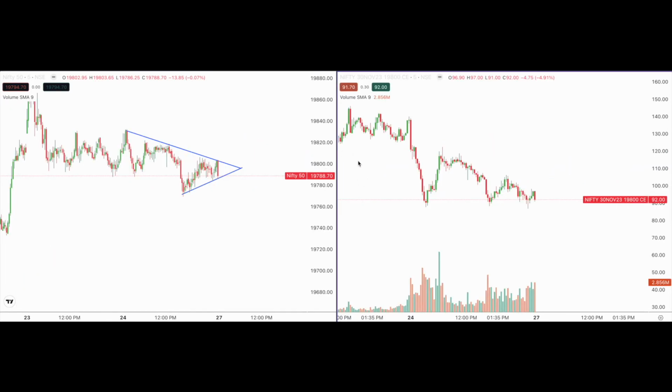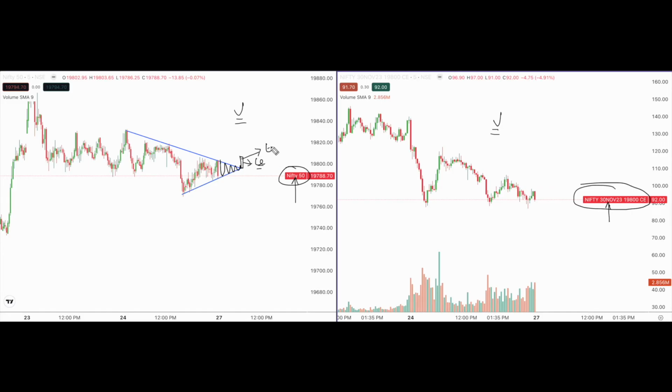Traders, here you can see we have two charts. On the left side, we have Nifty 50 index chart. On the right side, we have 19,800 call option chart for the current expiry. Now, I have chosen this chart because, like I said, just imagine here we got a breakout opportunity to buy a call. So we use this index to plan our entry.